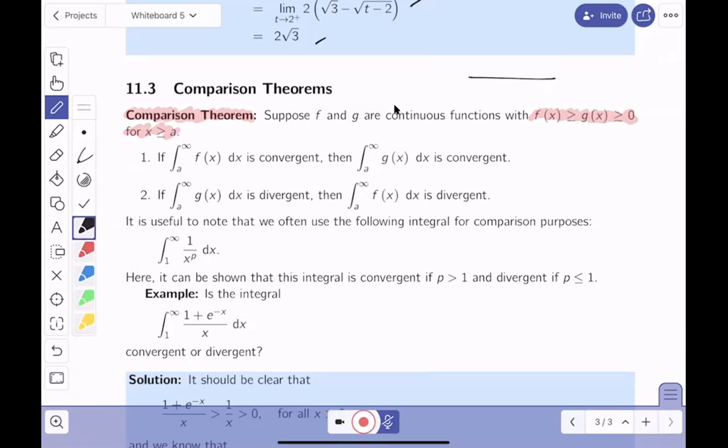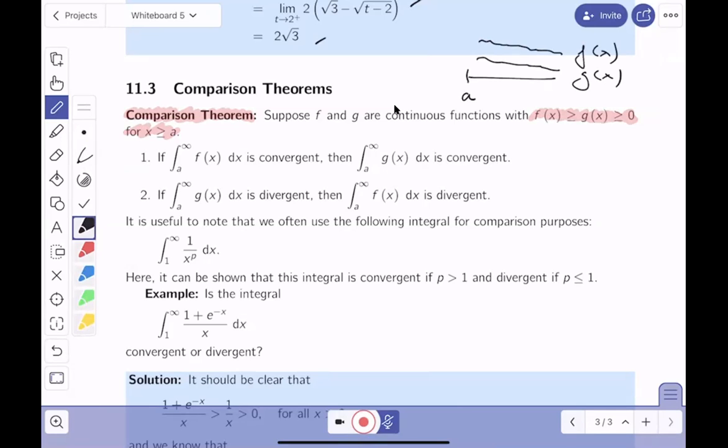In some interval greater than a, I have two functions. One is f, and it's above the 0. So I'm going to say something like this. This is f of x, and g of x is like this. It's got to be below it. Now, it could be equal to it, but I'm making a comparison now.